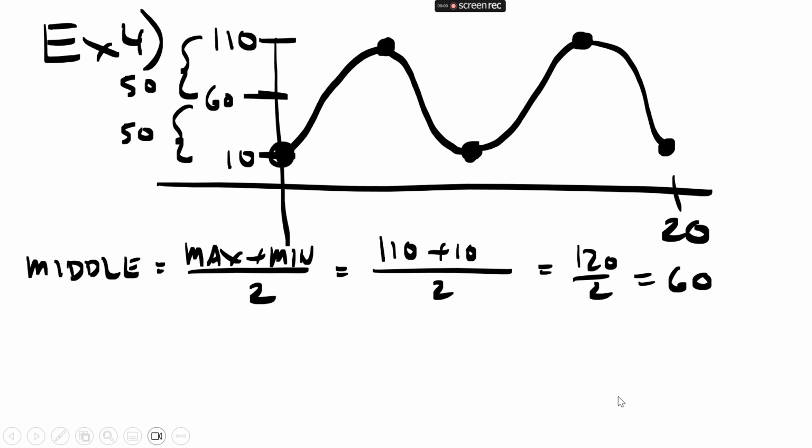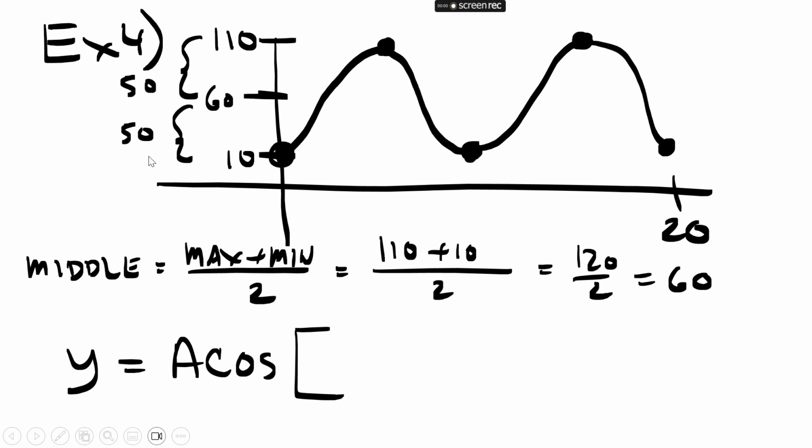But let's write what we know. Does that look like a right side up cosine curve or an upside down cosine curve? Looks like upside down to me. So the 50 that we go up and down, that's the amplitude.